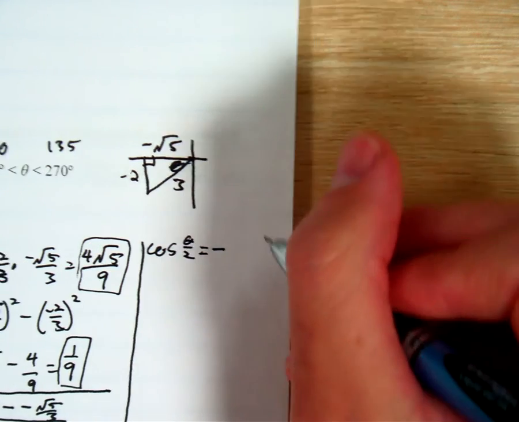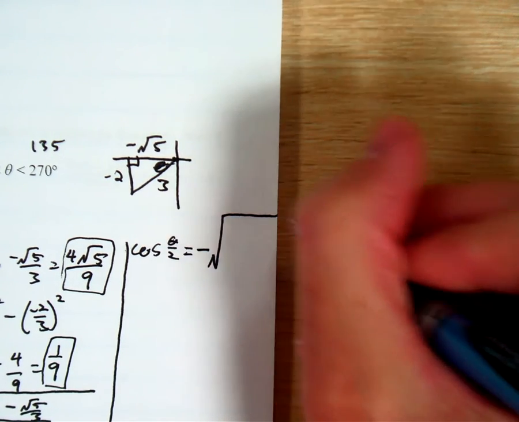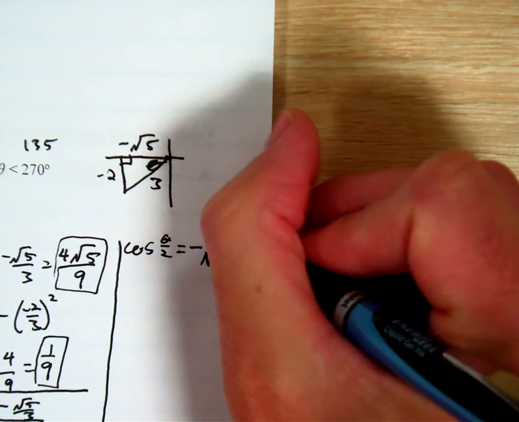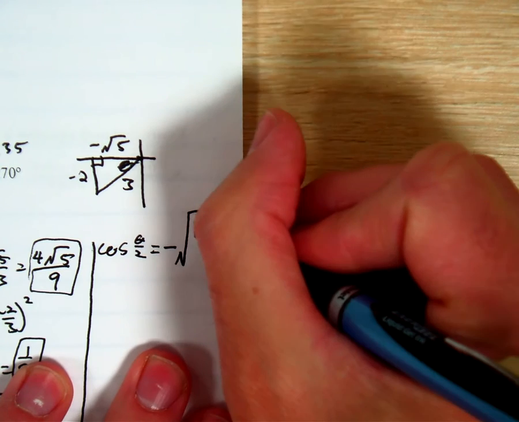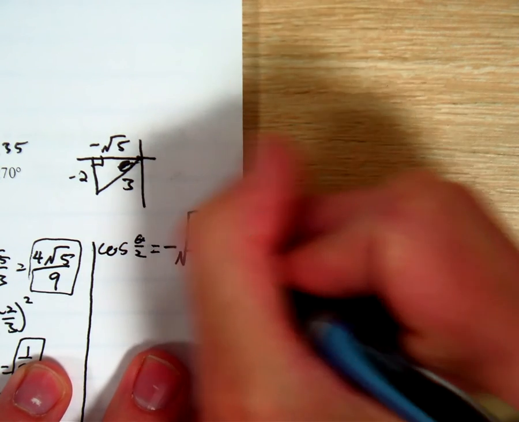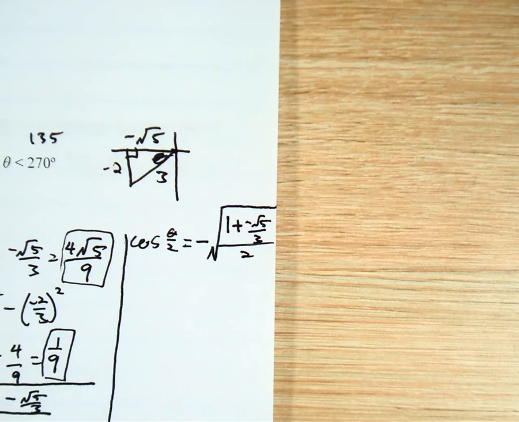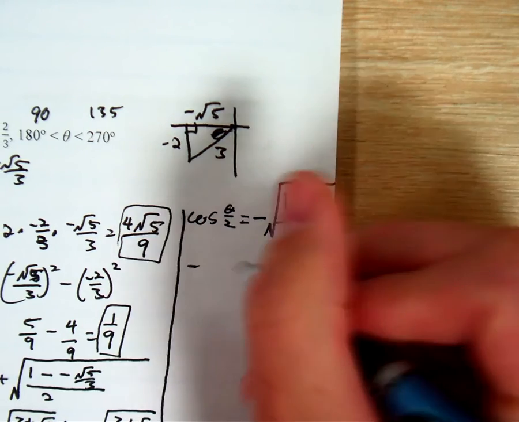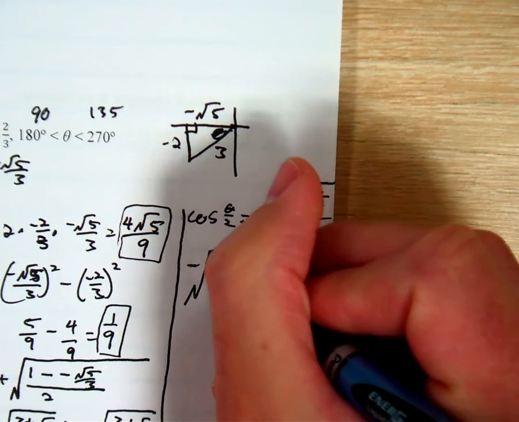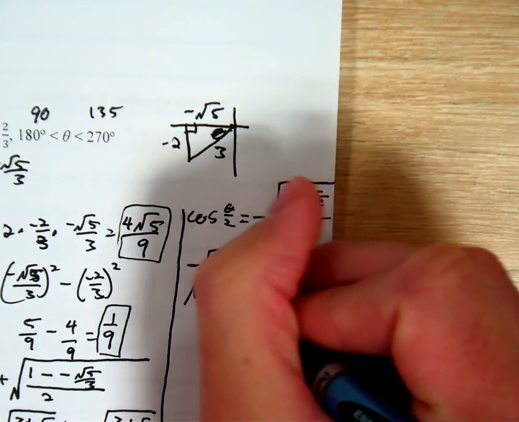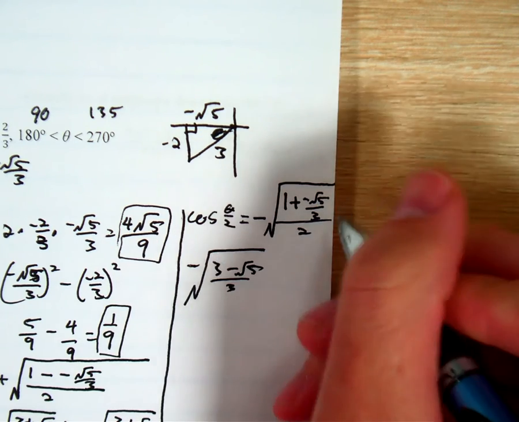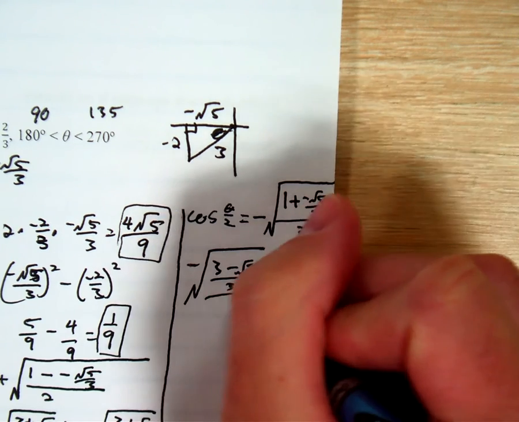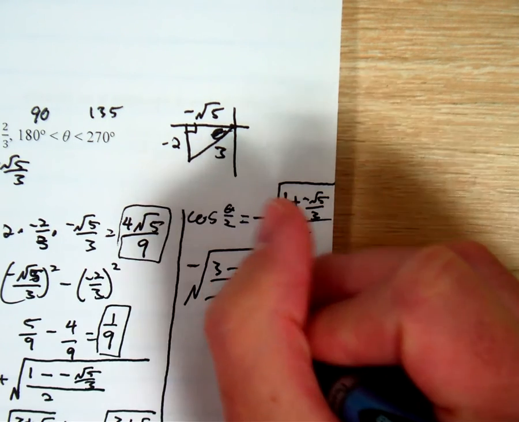Negative square root of 1 plus cosine, and our cosine here was negative radical 5 over 3. We did almost the identical problem before with the sine half angle one, but it's just going to have a different sign in the middle here. So we're going to have negative 3 minus radical 5 over 3. Because that's a 3 over 3, put them together, over 2. Change this to times a half.